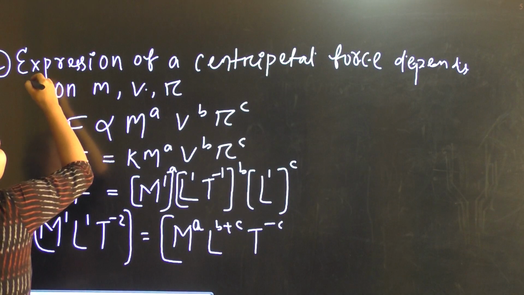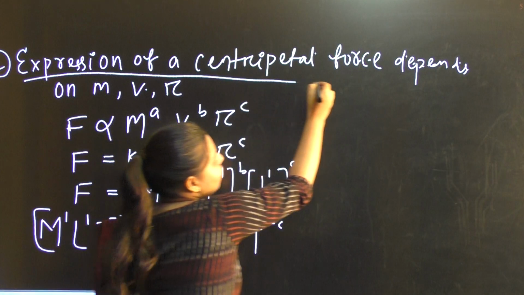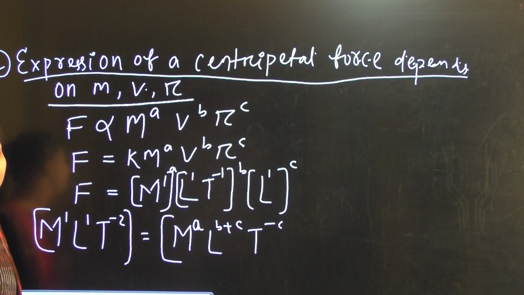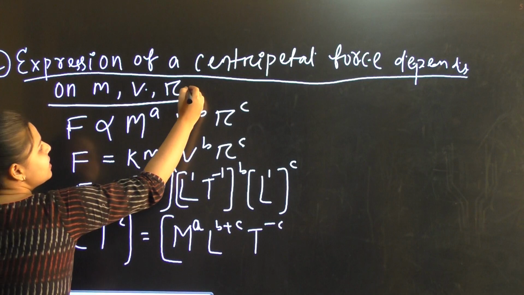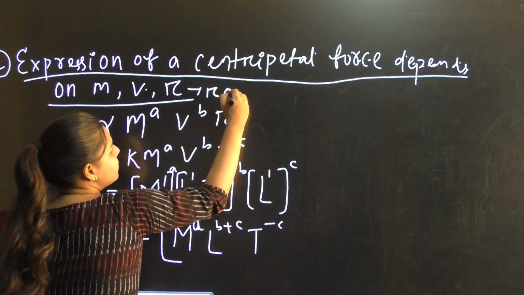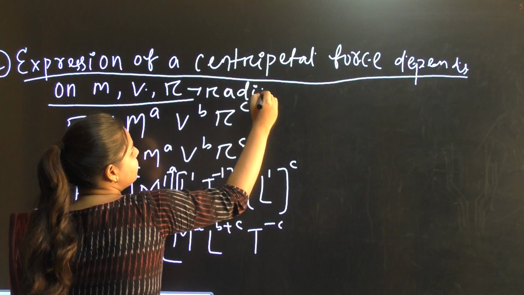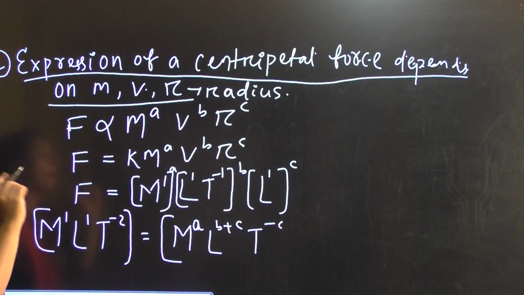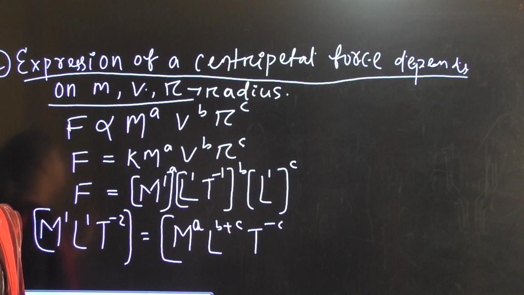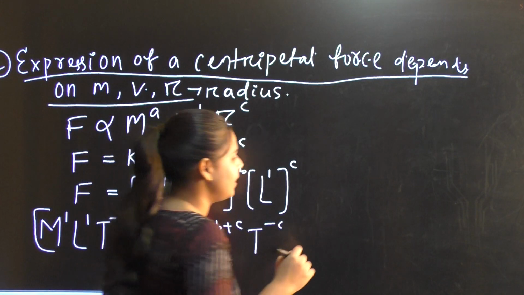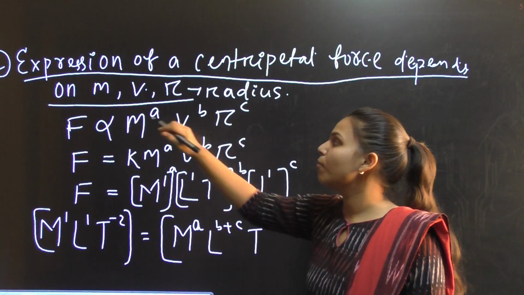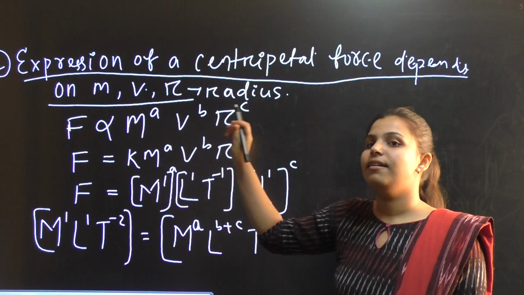So there is a question: the expression of centripetal force depends on mass m, velocity v, and radius r. We know that centripetal force depends on mass, velocity, and radius, but how it depends, we don't know. How can we know? Using dimensional analysis, we get to know how it varies with mass, velocity, and radius.